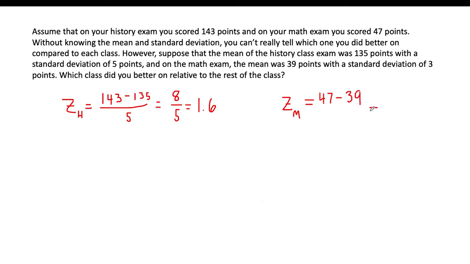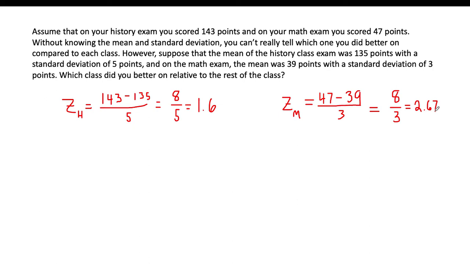And then for the math test, we've got 47 minus the mean, which is 39, which is 8 units above. So same distance above the average. But the standard deviation of this one was 3. So I have 8/3, which is going to be 2.33, right? Am I doing that right? No, 2.67.